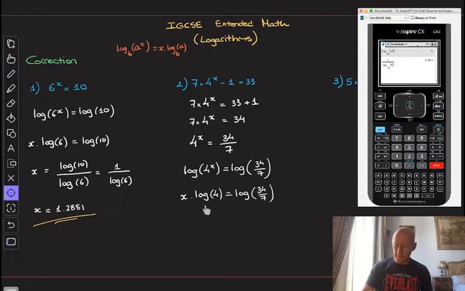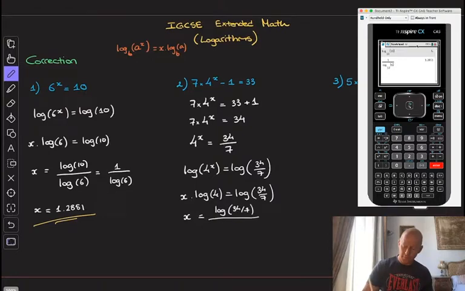Finally, if I divide both sides of this equation by log of 4, that will isolate the x, and we'll be able to say that x equals log of 34 over 7, over log of 4. And at this stage, really, this is where we stop. We're just going to use our calculator.